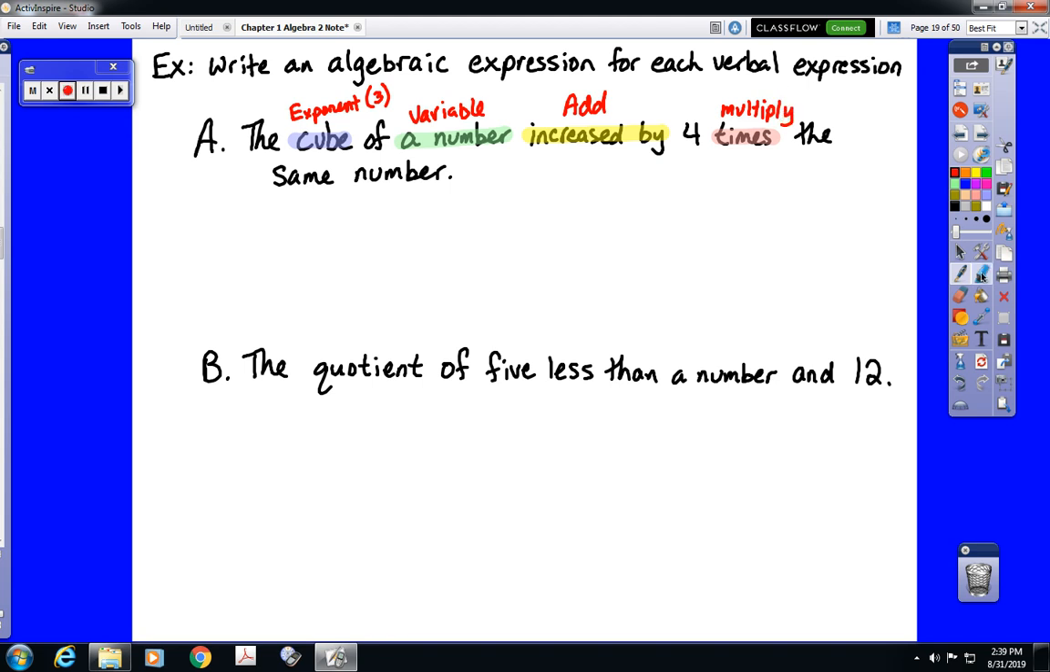The same number. This is something we commonly see. That would be the same variable. So we have the cube of a variable, so x cubed, increased by 4 times the same number. So x cubed plus 4x. And finally, the quotient. Quotient is our fancy word for divide. And just like subtraction, we have to be careful that we do this in the correct order.